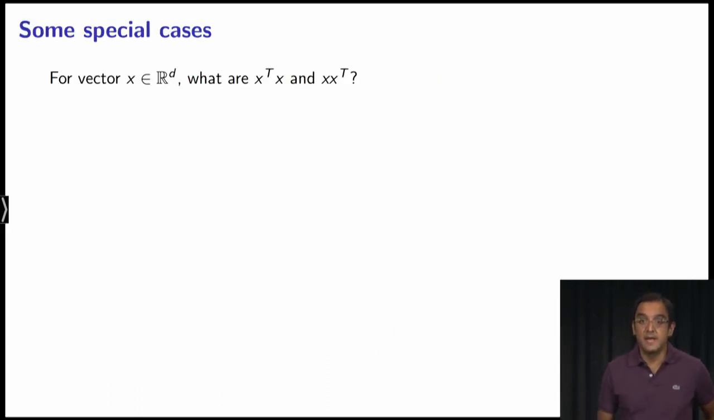Let's look at a couple of examples. Okay, so now let's say we have a d-dimensional vector x. So x has got d numbers.